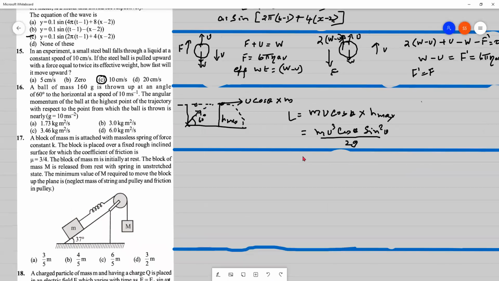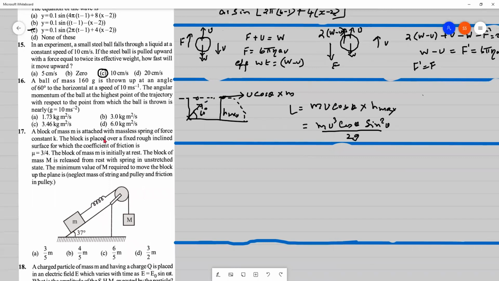Question number 17. A block of mass m is attached to a massless spring of force constant K. The block is placed over a rough inclined surface, whose coefficient of friction is 3 by 4. The block M is initially at rest. The block capital M is released from rest.